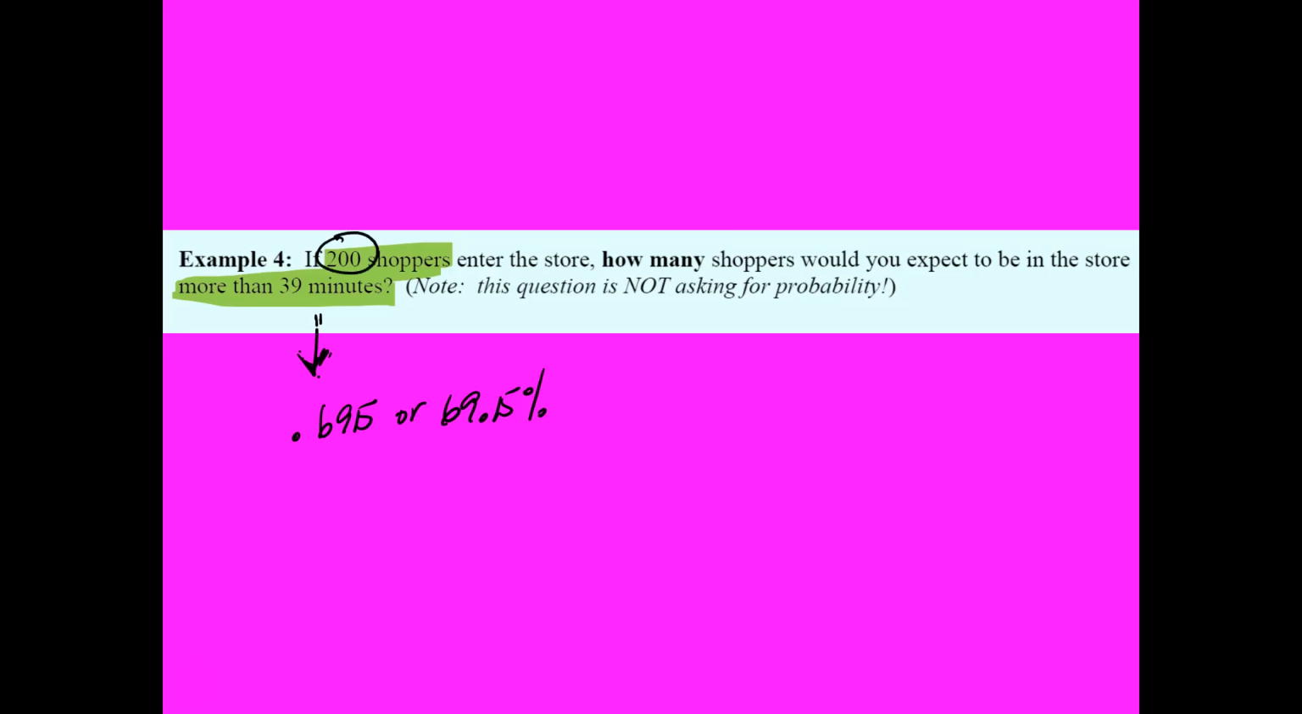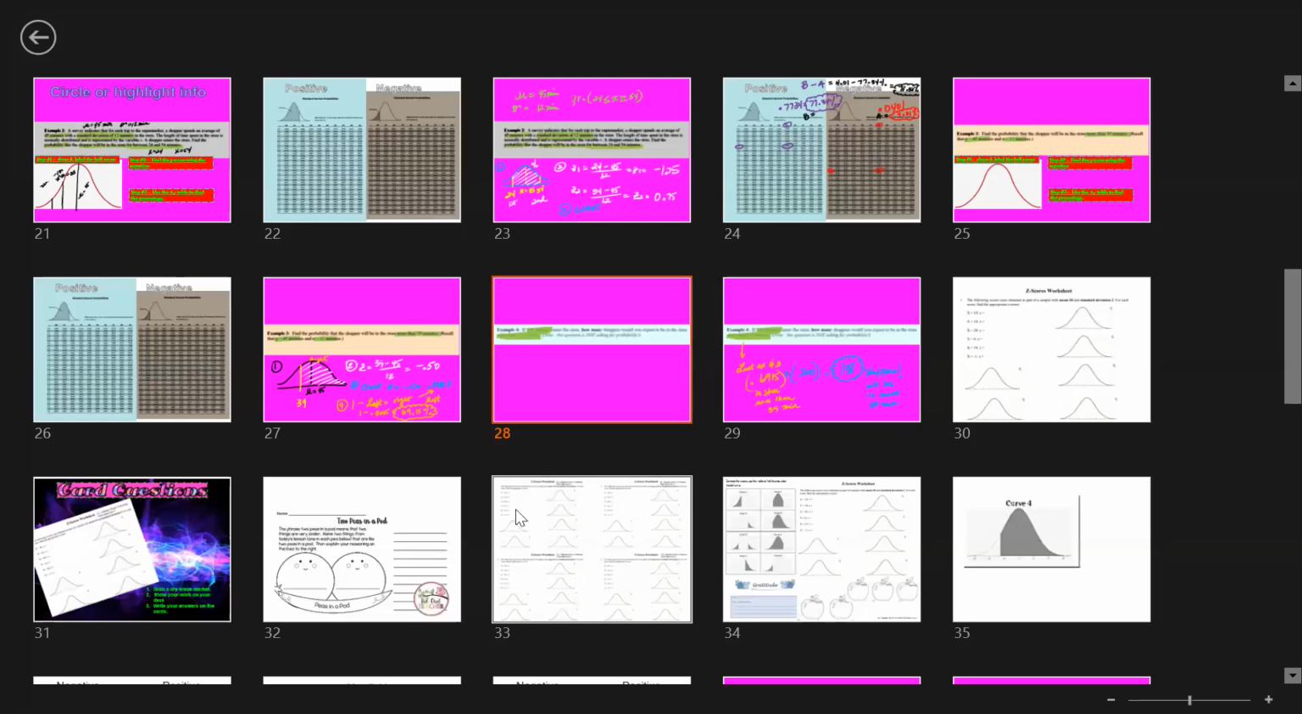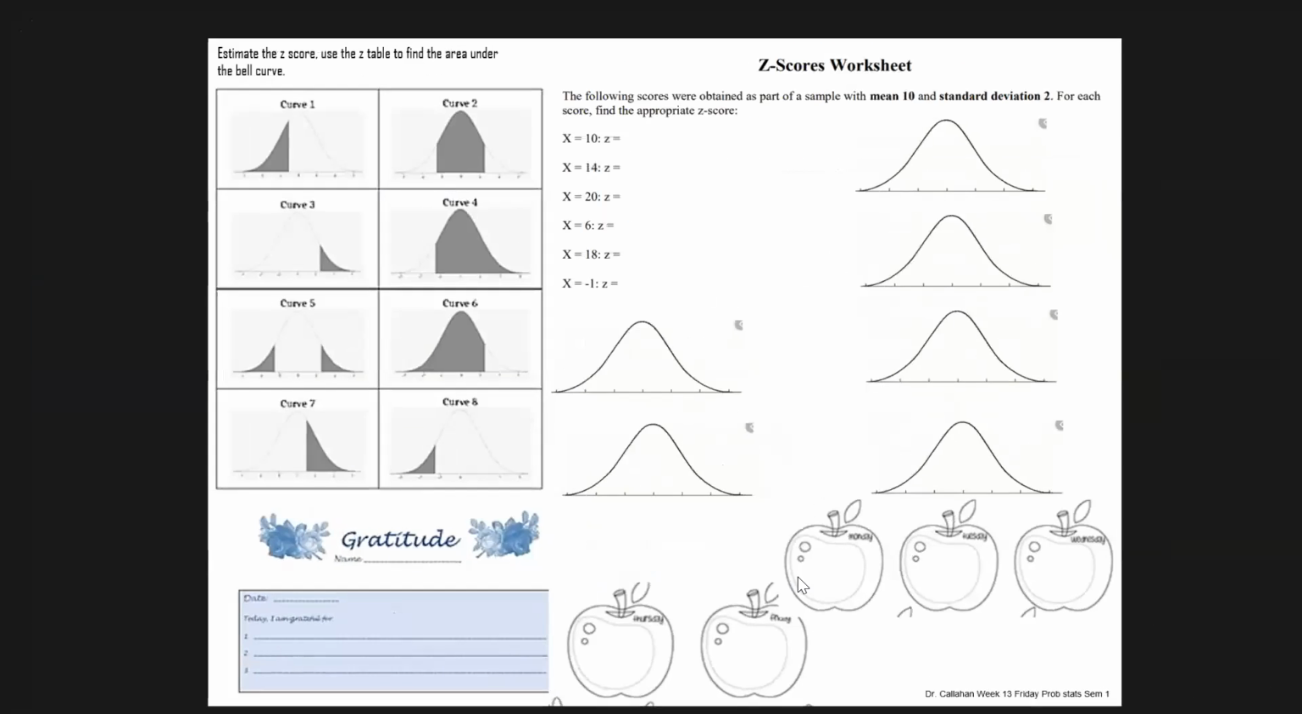Well, if there are 200 shoppers, how many of those 200 shoppers will spend more than 39 minutes? So you want to take that decimal and multiply it by 200. Once you multiply by 200, you should get 138 shoppers who will most likely spend more than 39 minutes in the grocery store. And that is it.